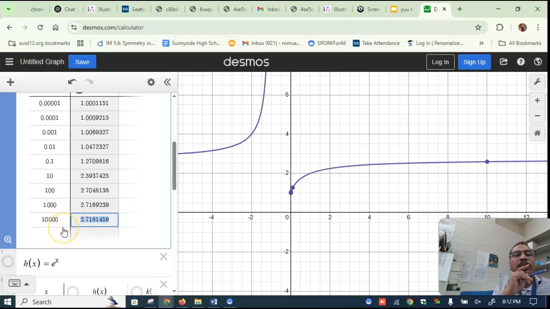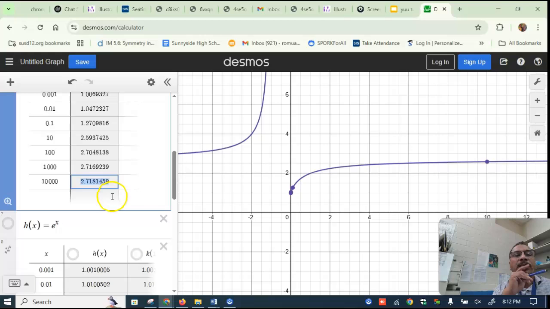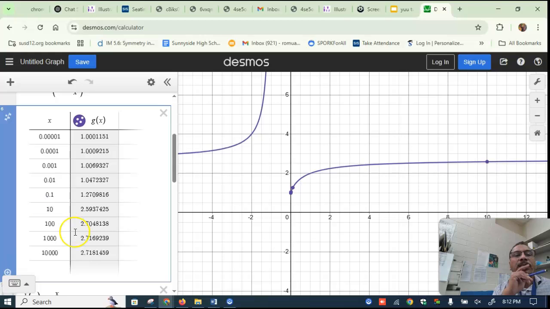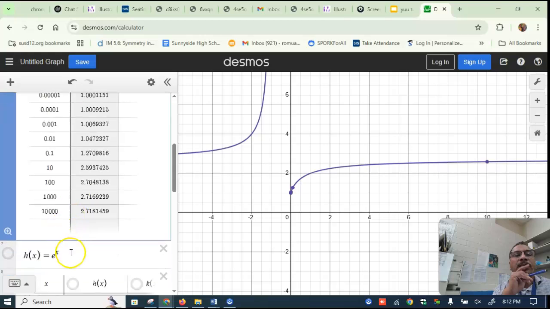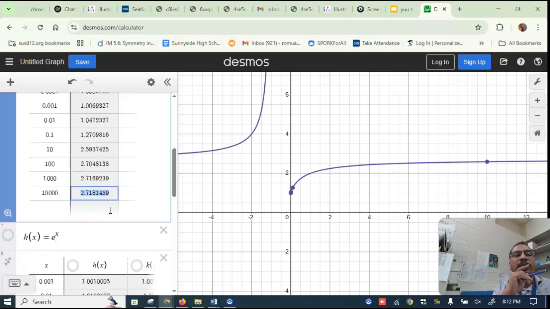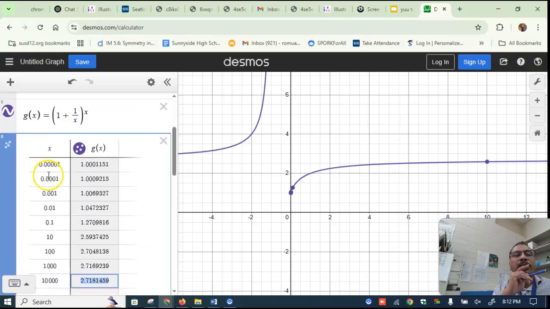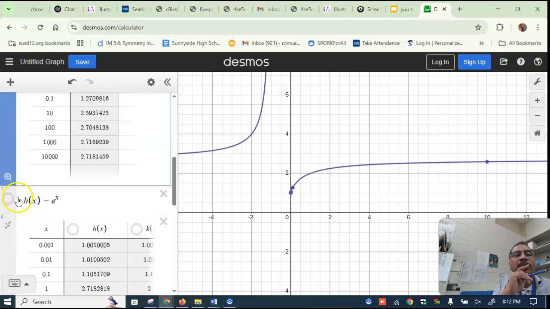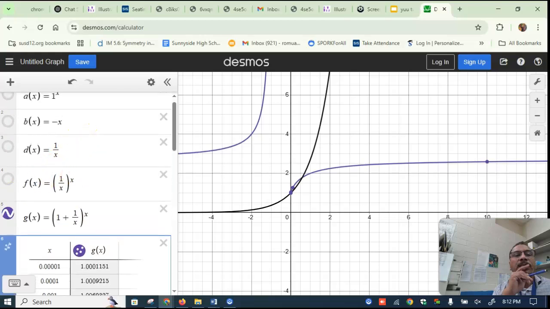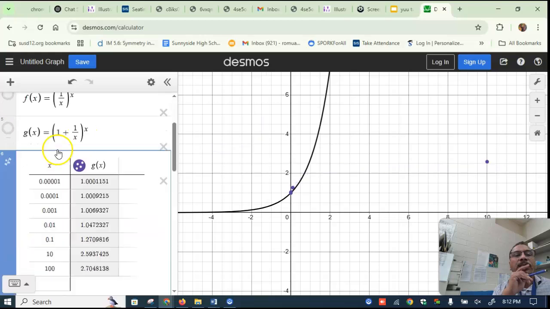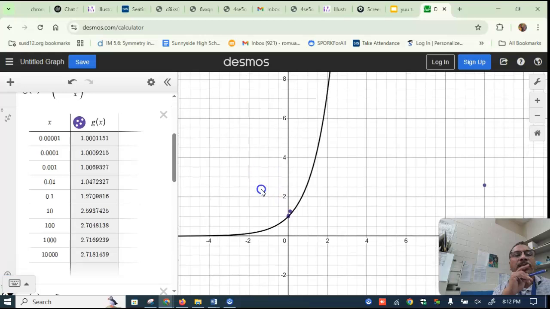So I can just put the equation here maybe. Okay, so these values, you can see that's the number it approaches, Euler's number 2.718. Let me take off this. And h of x is e raised to x. So this is the one. Okay, so e raised to x, here it is.